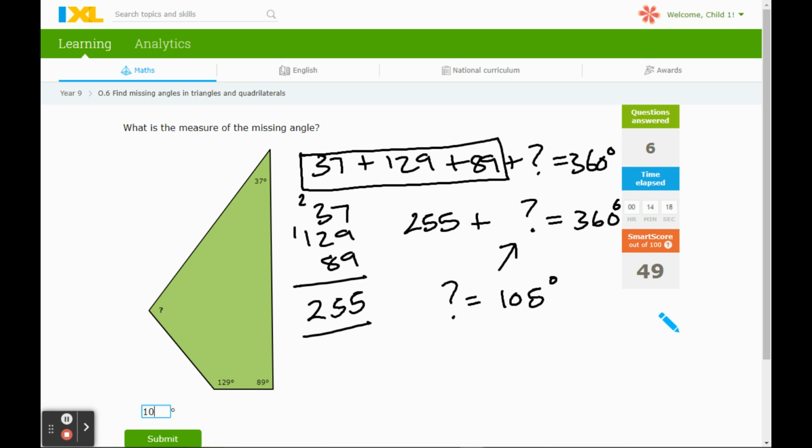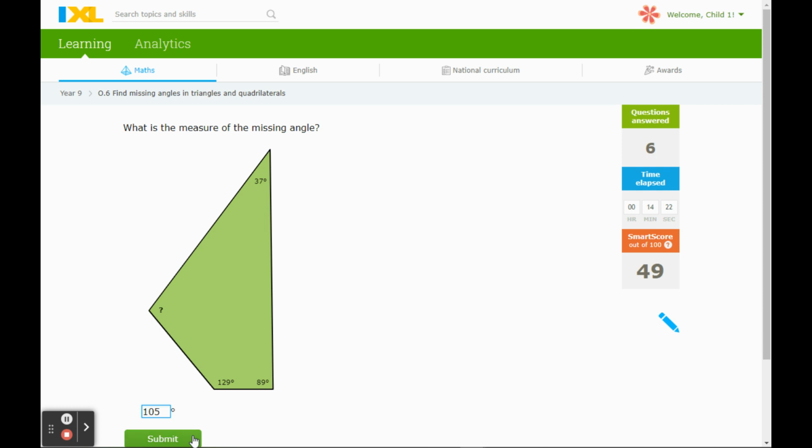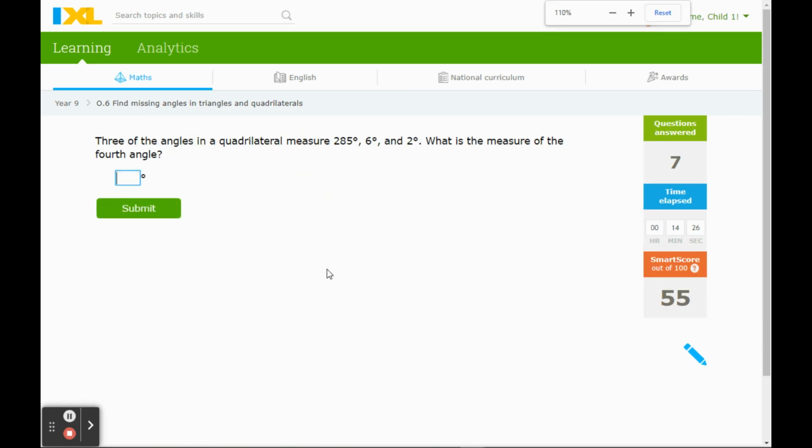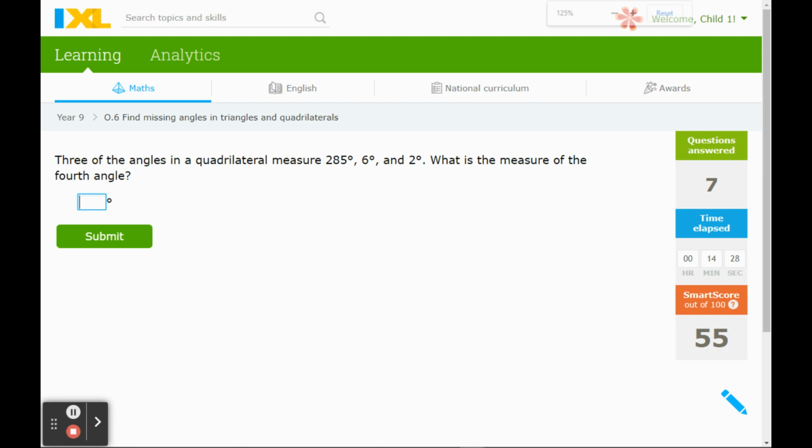All right, let's put it in and let's check if it's right. Cool. Have a look at the next one without a drawing and type your answer. Try it first and then I'll go through it.